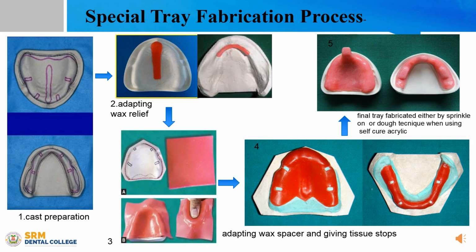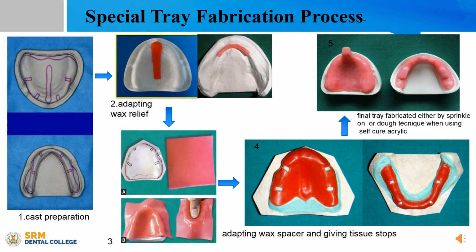Then you move on to placing your relief wax over the relief areas. Then you take a large chunk of wax and soften it, apply it and adapt it over the cast preparation area. Then fourth step is to cut out the spacer and the tissue stoppers.